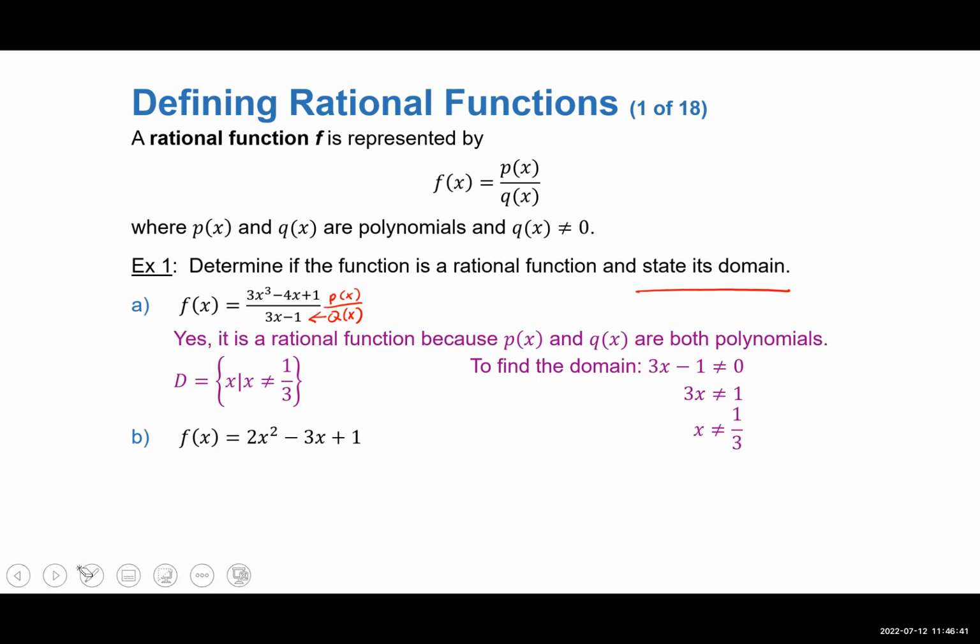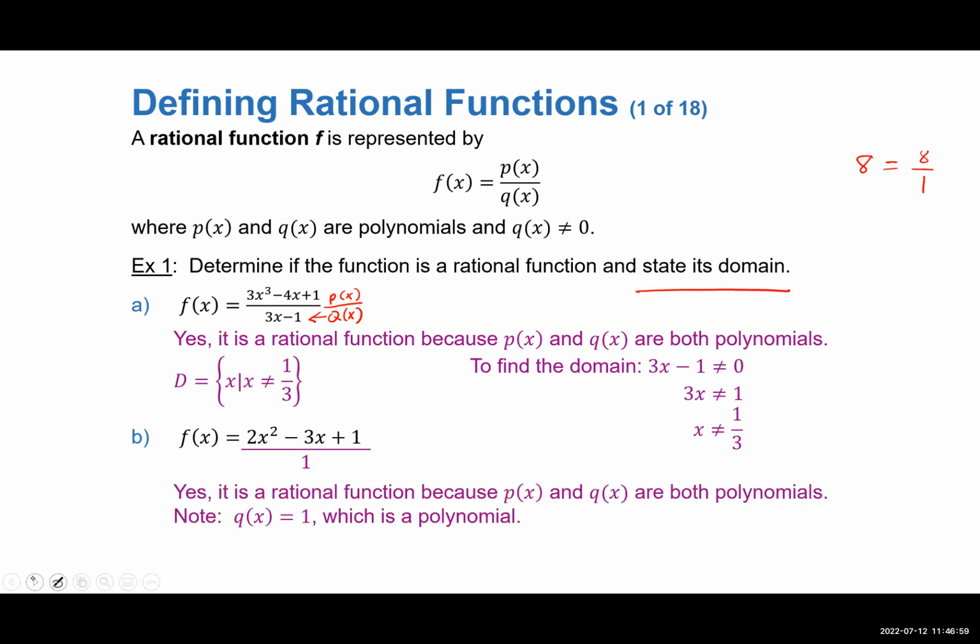In B, is B a rational function? It looks like it's just a polynomial, but there may be something we can look at. There it is. Just like any whole number, you can write it as a fraction by putting it over 1. You can take any polynomial and put that over 1. And then it again is a rational function. And since q of x is equal to 1, 1 will never actually equal 0. How can 1 equal 0? It can't. So therefore, the domain is all real numbers, because you would never have a 0 in the denominator.